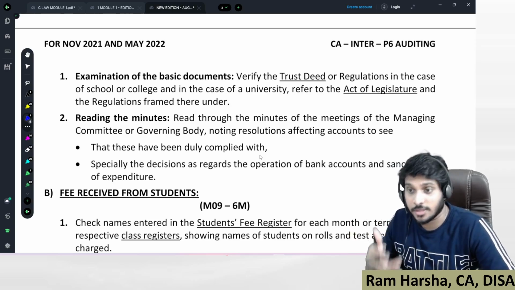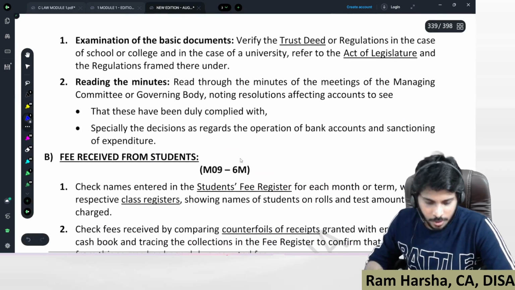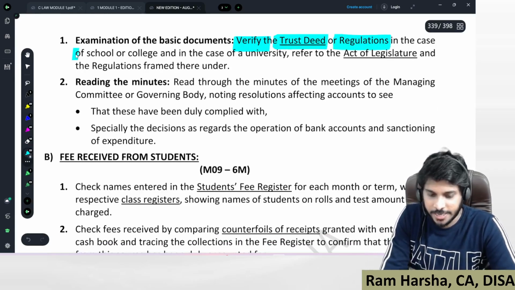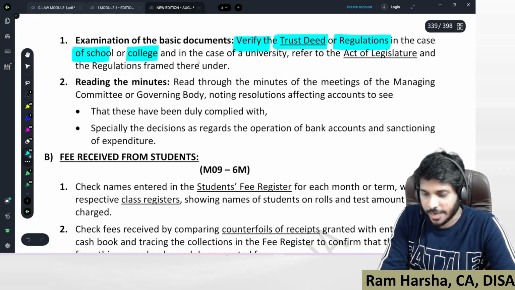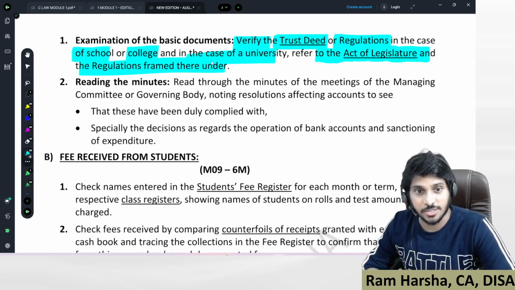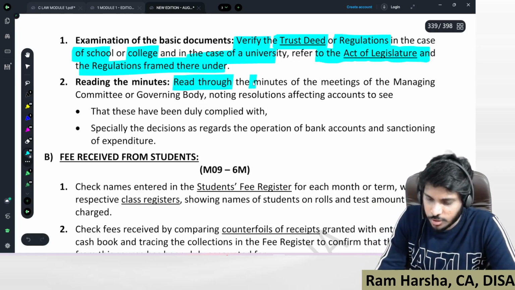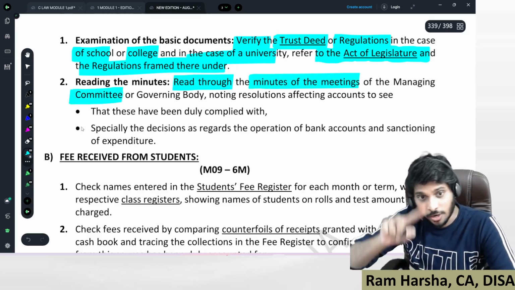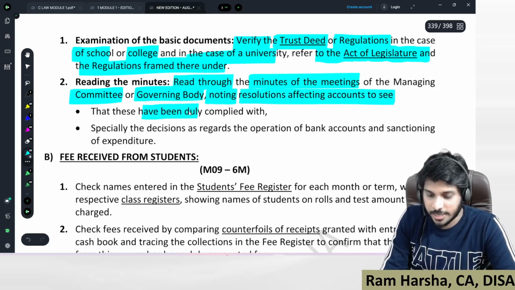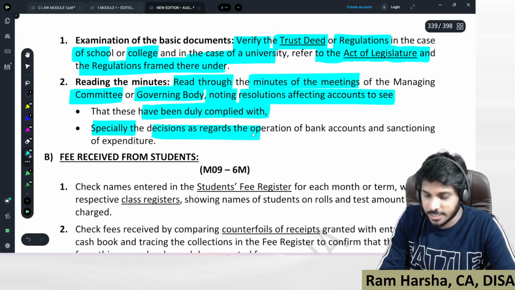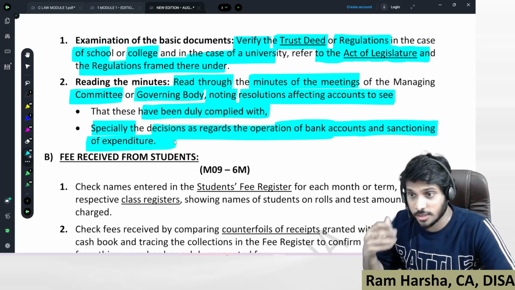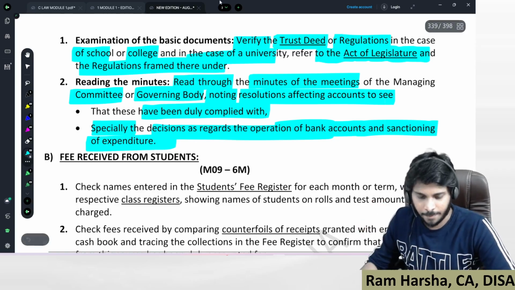How to do audit of the education institute? First, basically verify the trust deed or regulations in case of a school or college. And in case of a university, under which act this university has been formed, regulations, all that, check it out. Read through the minutes of the meetings of the managing committee or directors, governing body, and note resolutions affecting accounts to see that they have been complied with. Specifically, decisions regarding bank accounts, expenditure approvals, who can incur expenditure, all that. Specifically, you need to focus on all this.